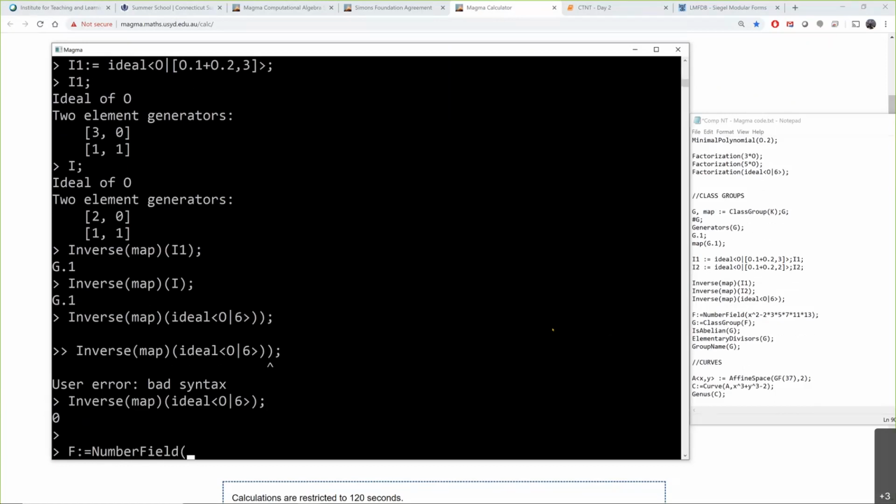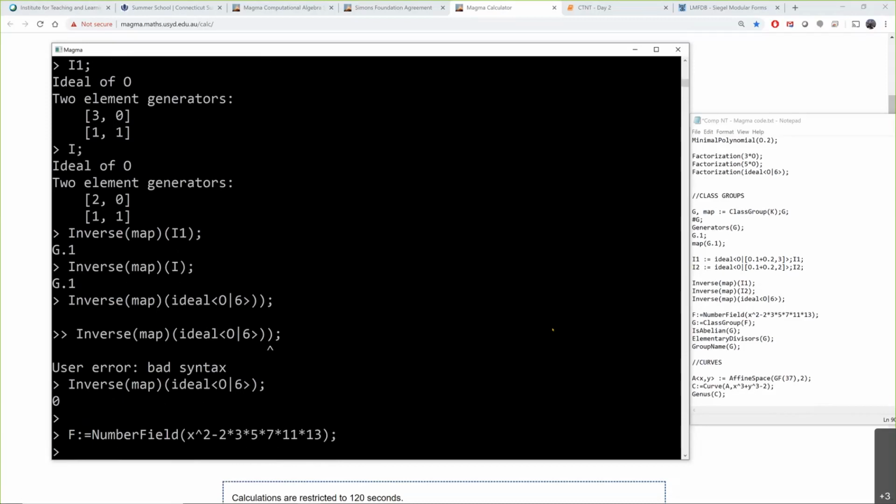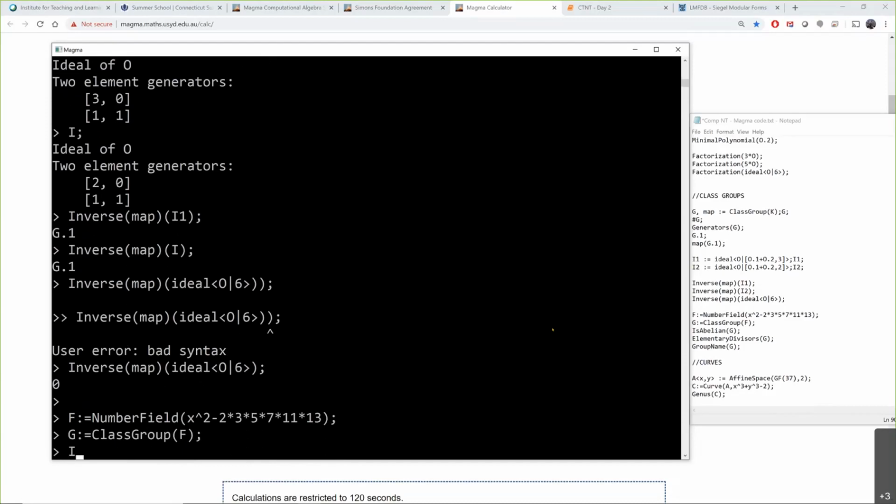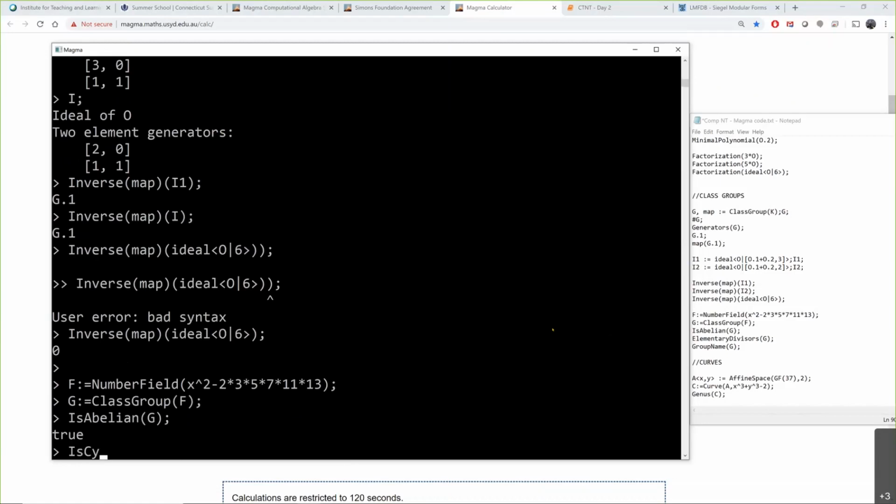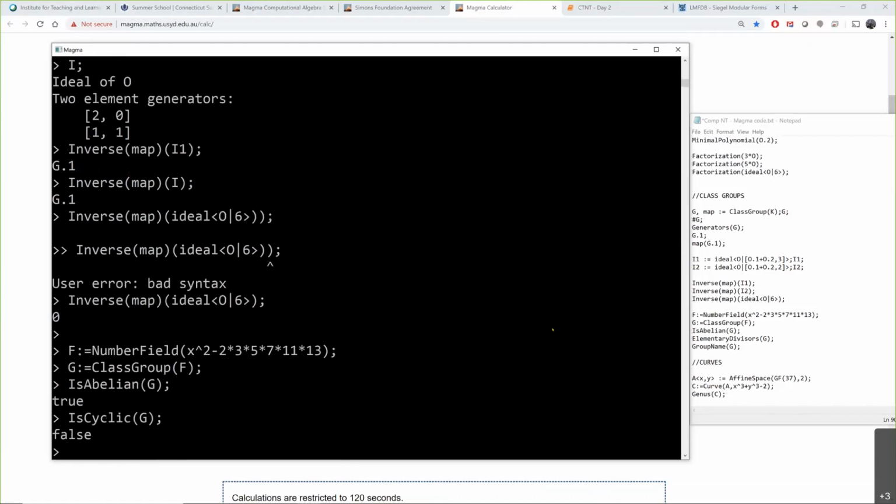And it tells me that if I adjoin a square root of a number with a lot of prime factors, so for example, like this, then Genus theory actually tells you what the 2 part of the class group, or the 2 torsion of the class group, is going to look like. So if I now call G the class group of this quadratic field, then first of all, is it, say, abelian? True. Is it cyclic? False.